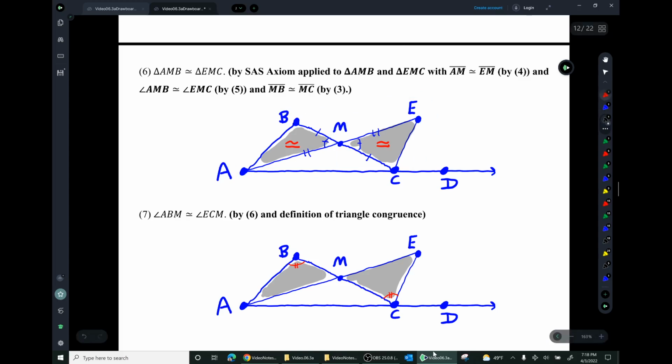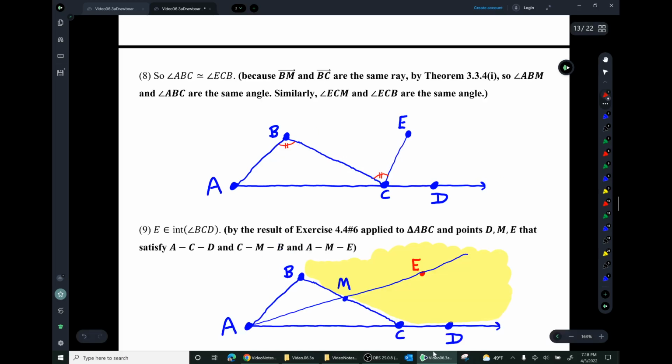All right, statement 7 says that these two angles are congruent. Well, that's just by statement 6 and the definition of triangle congruence. You can see in my drawing here, I've left those two triangles highlighted in gray to remind us that those two triangles are congruent. And then I have highlighted just this particular pair of parts. Remember that the definition of triangle congruence is that all pairs of corresponding parts are congruent.